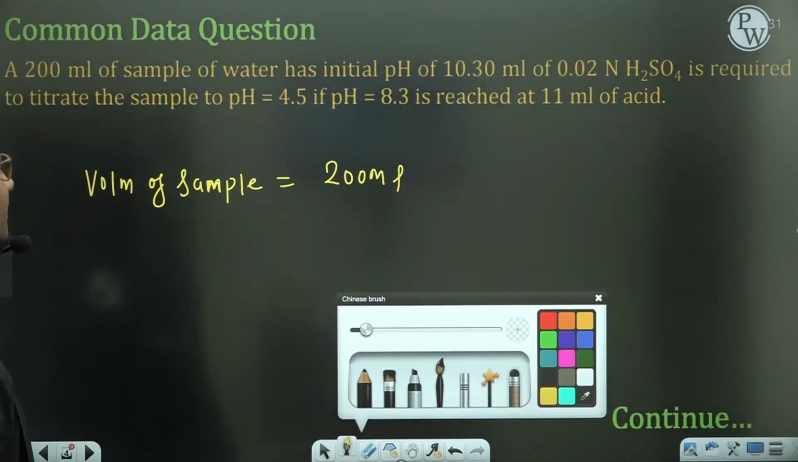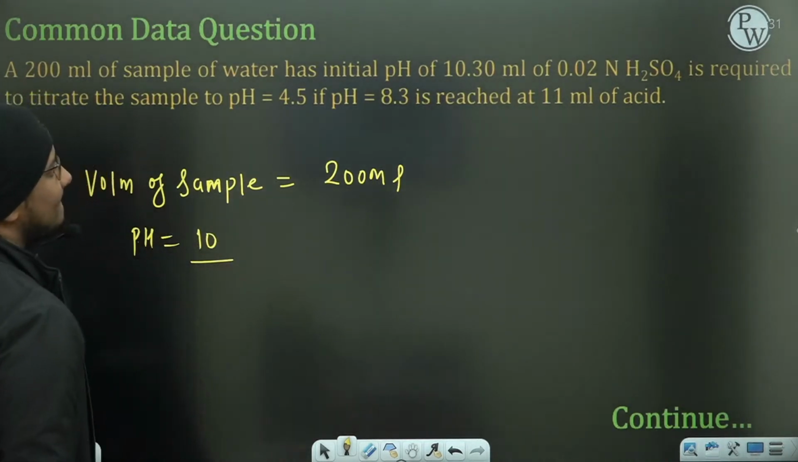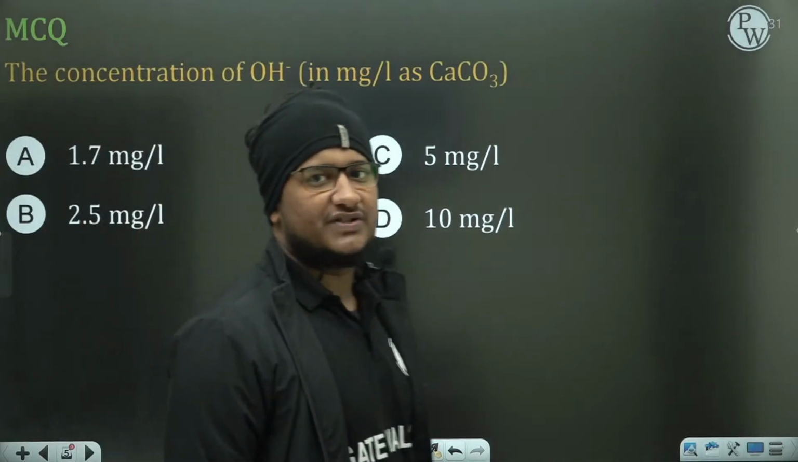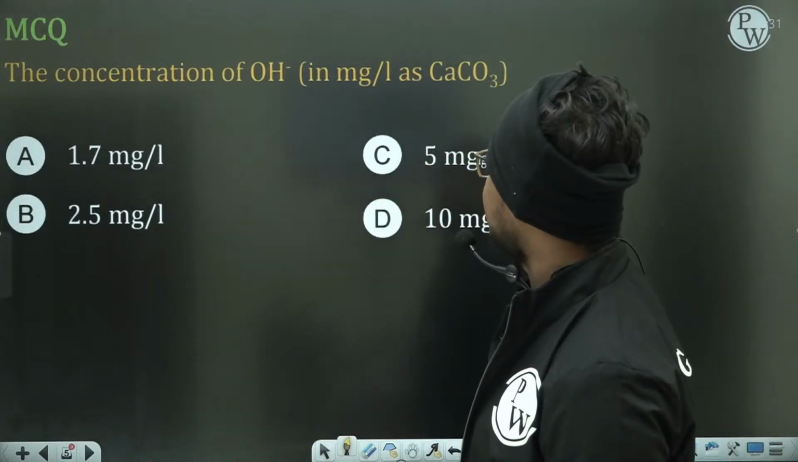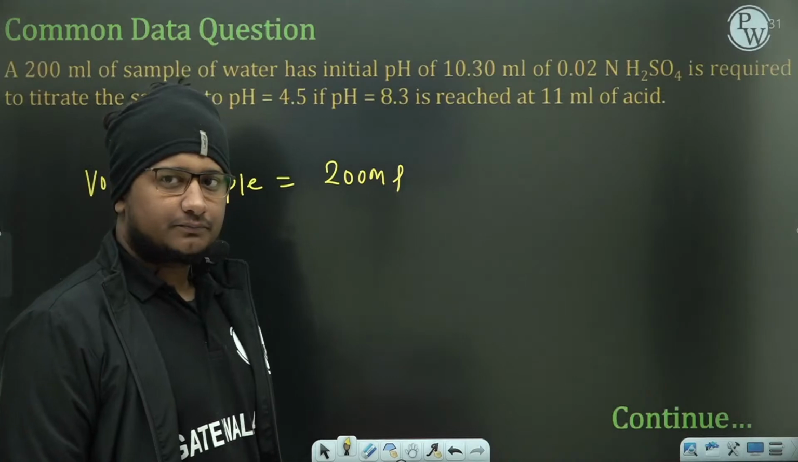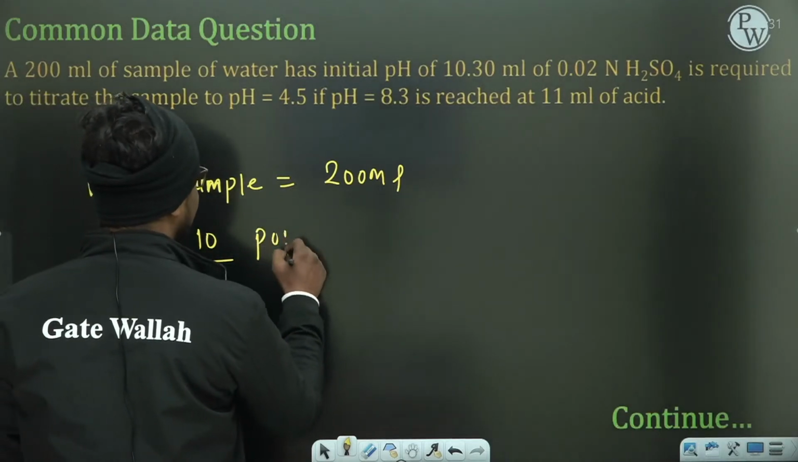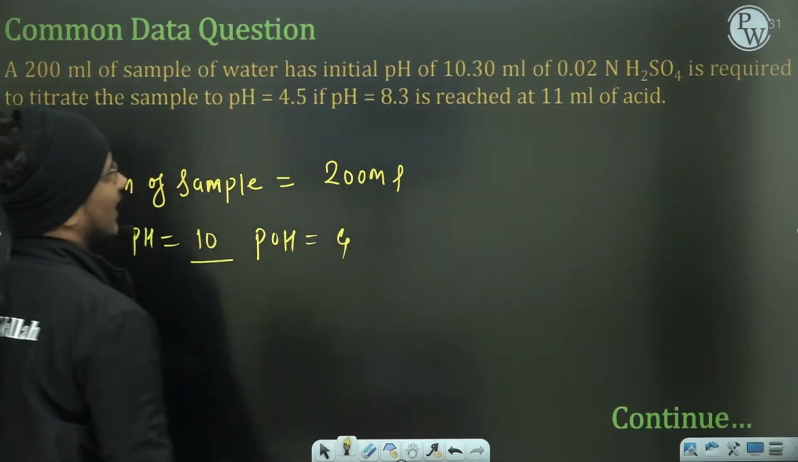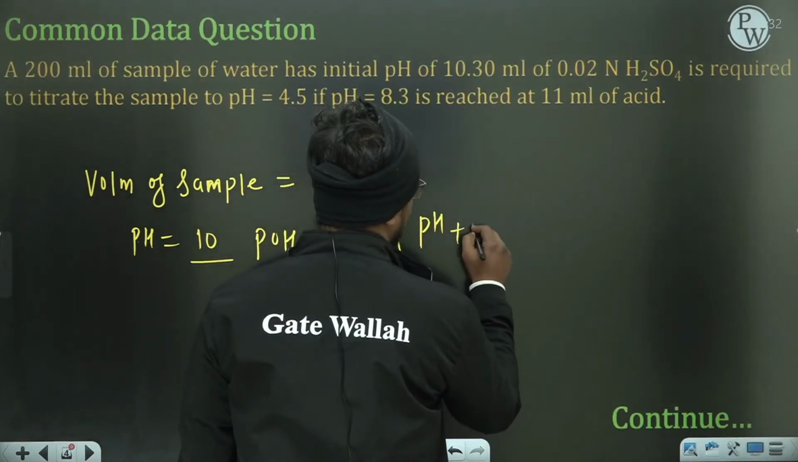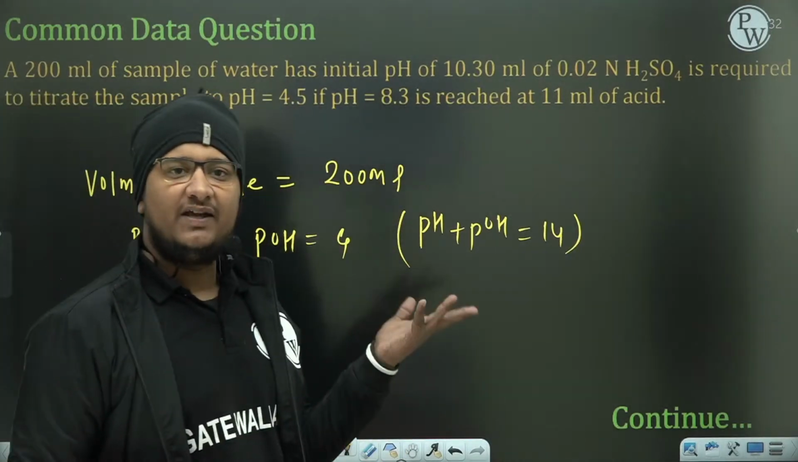Now, water has an initial pH of 10, so pH is equal to 10. The remaining part we will see later. But the first thing this question is asking about is the concentration of OH minus in milligram per liter as CaCO3. If pH is 10, that means pOH is 4. I don't think anybody will have any problem in this part, because you all know that pH plus pOH is 14. So if pH is 10, pOH will be 4 only.